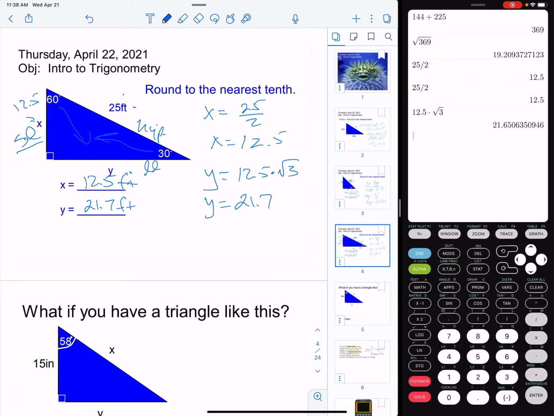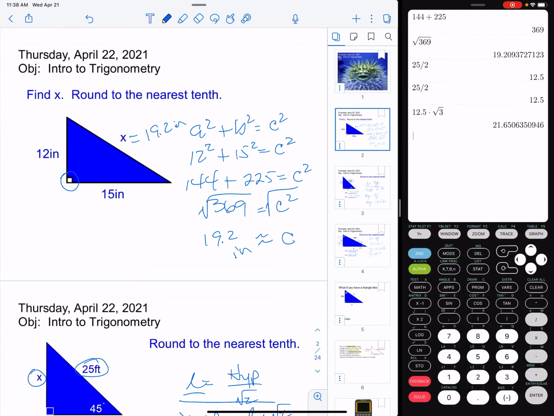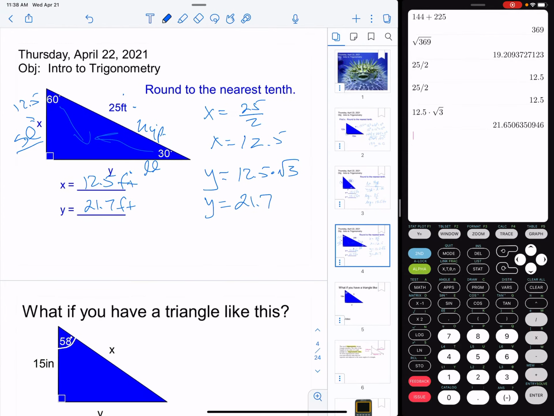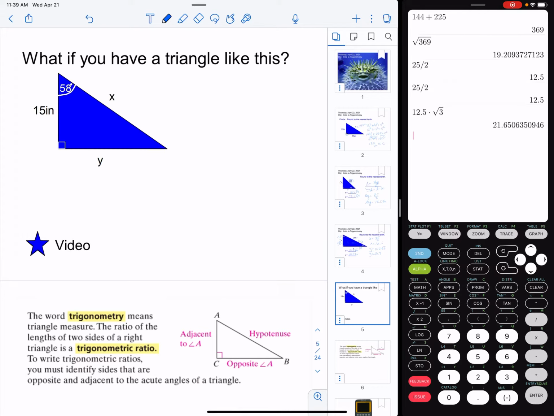Okay? So we know Pythagorean Theorem. We know special right triangle 45, 45, 90. We know special right triangle 30, 60, 90. But what if you have a triangle that looks like this? What if we don't know two of the side lengths, and it's not a 45, 45, 90, or it's not a 30, 60, 90. What if it's just a regular old right triangle? What do we do? Well, that's what our lesson is about today.